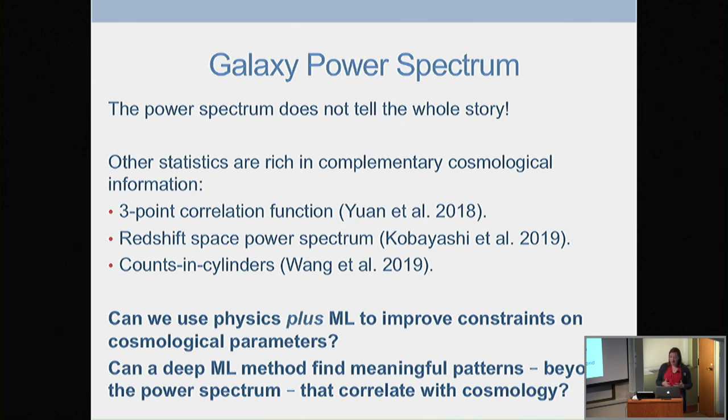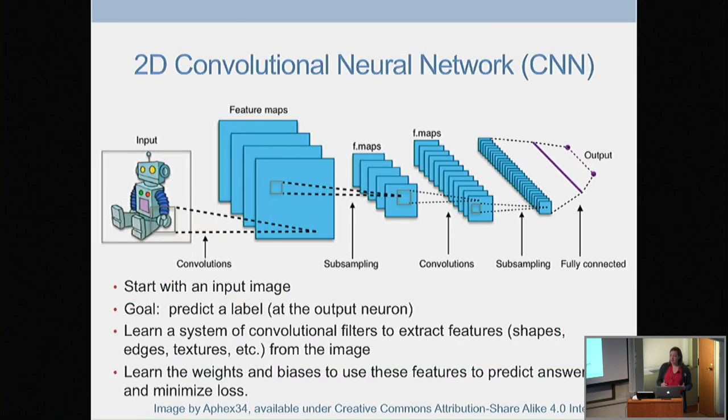And so the question now is, can we use physics plus machine learning to improve constraints on cosmological parameters? And can a deep machine learning method find meaningful patterns, and I mean kind of beyond the power spectrum, to extract information to correlate with cosmology? So for this, I'm going to use a convolutional neural network. Here I'm showing a vanilla 2D CNN. These are typically used for image recognition.